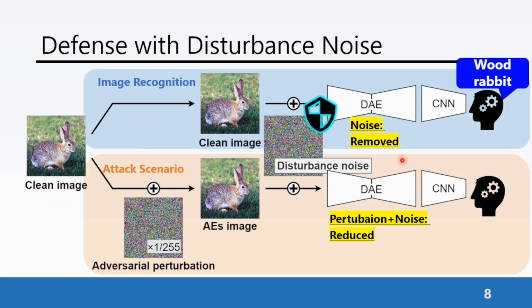In the case of an adversarial image, the small adversarial perturbation is easily disturbed by adding noise. Therefore, the adversarial perturbation is also reduced by the DAE. Thus, the attacked rabbit can be recognized as a rabbit.